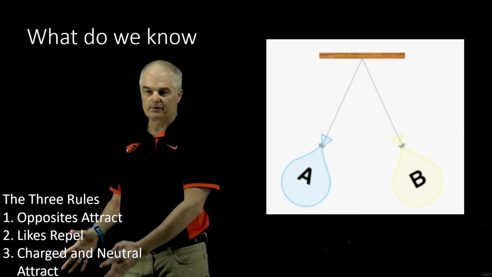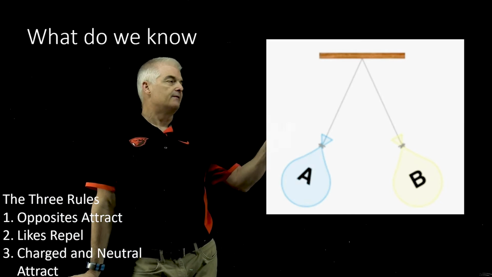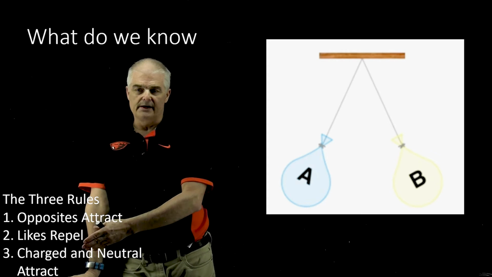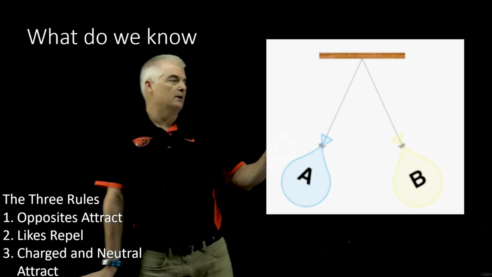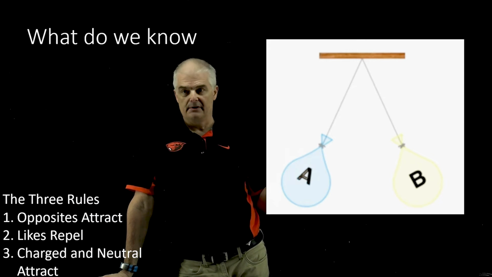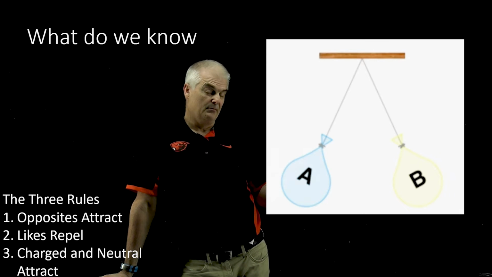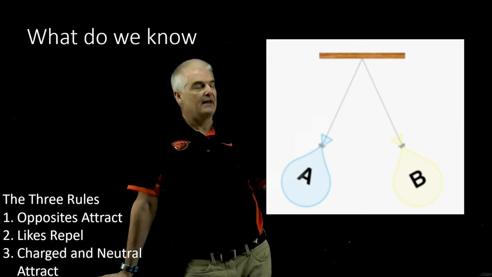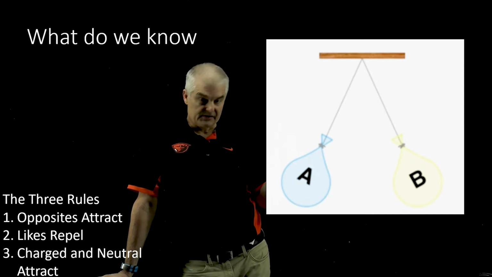And remember, you've got these three rules. Opposites attract, likes repel, and charged and neutral attract. If it's repulsive, the only rule down here that has repulsion in it is rule 2. So that means what we know about A and B is that A and B must be the same charge. We don't know if they're positive or negative, but we know that they're repulsive. So what I would encourage you to jot down is that's what you know. Draw a picture of A and B and say all you know is that they are the same charge.